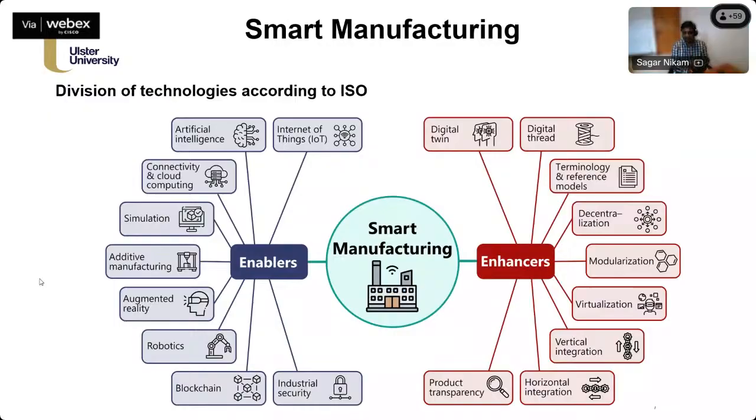Then the enhancers are still under development, but they will lead to the next development of manufacturing, through Industry 5.0. We call them digital twin or digital thread, or reference modeling, decentralization, modularization, verticalization, vertical integration within the company, horizontal integration within the company, product transference. So these are all the divisions of technologies that are essential to make the manufacturing process 100% successful.